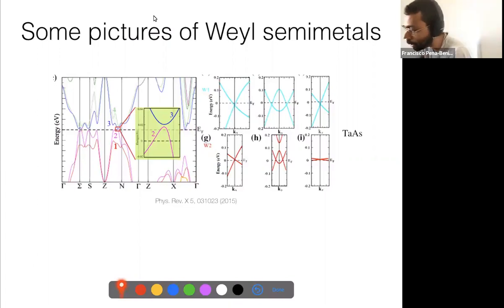The W2 type Weyl points are very close to the Fermi energy, and the other set of points are slightly below the Fermi energy, okay? But then, as you can see, you have this type of intersection here of the Weyl points. Something that I think I didn't mention properly is that in general, the number of Weyl points you will have in the Brillouin zone is even. So you need to have the same number of left-handed Weyl fermions as right-handed fermions.